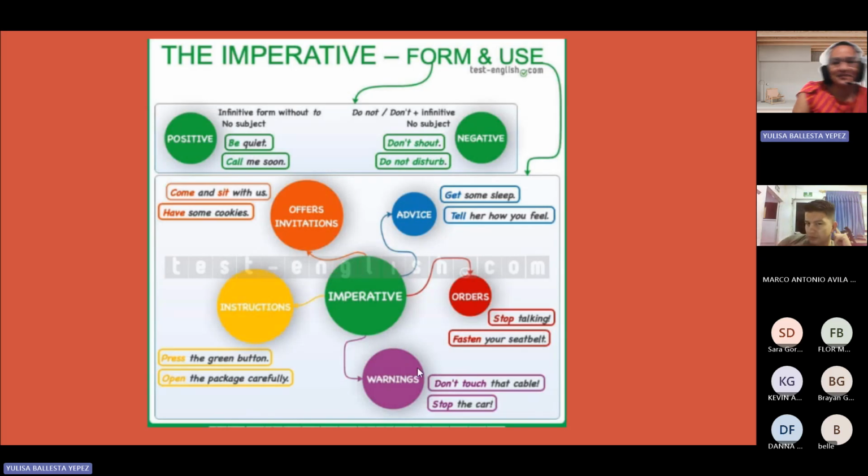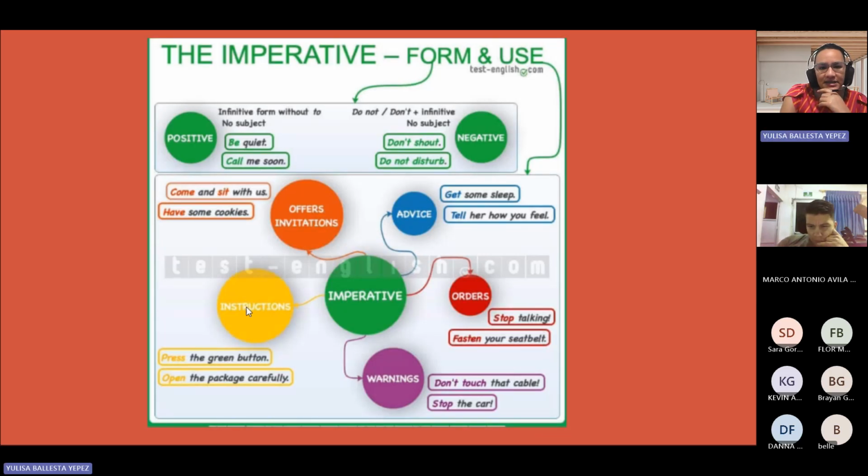Belle, welcome, Belle. Is it Isabel or only Belle? Can you hear me? Belle or Belle? How can I say your name? I don't know how to pronounce it. I guess you cannot hear me. Okay, let's continue with Dana. Dana, please read the yellow part, the instructions.